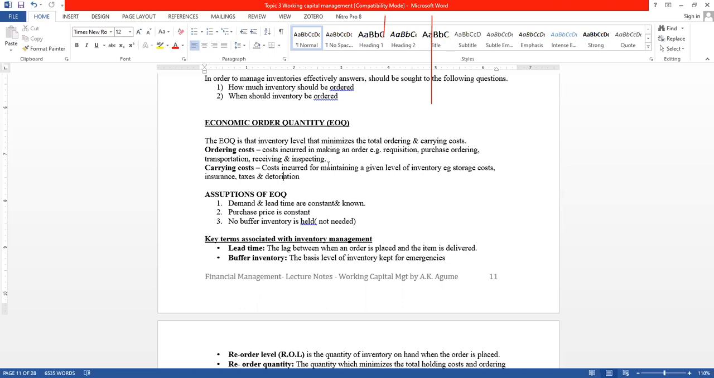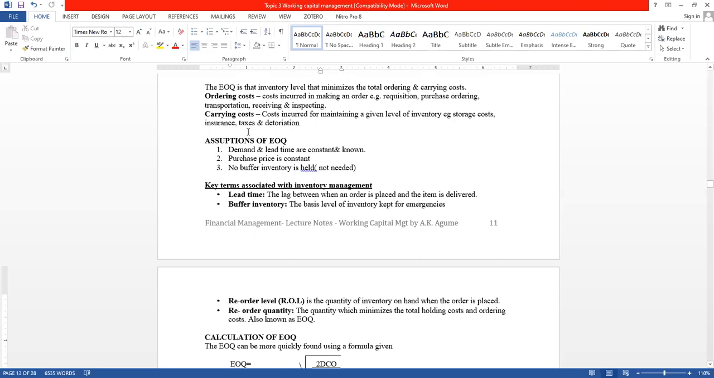for emergencies. Now, there are some key terms associated with inventory management: lead time, the lag between placing an order and the delivery of the item; buffer inventory, the inventory that is kept for emergencies; reorder level, the quantity of inventory on hand when the order is placed; and reorder quantity, the quantity which minimizes the total holding as well as ordering costs.